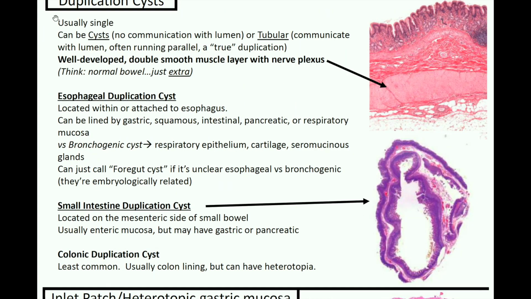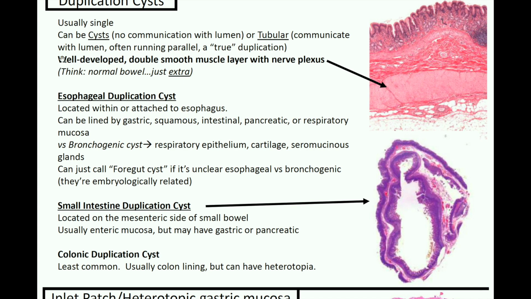Moving on, you can get a duplication cyst. Duplication cysts are usually single, and they can be cysts with no communication with the lumen or tubular, which communicate with the lumen, often running parallel, a true duplication. So you'll have a well-developed double smooth muscle layer with a nerve plexus, and you want to think normal bowel, but just extra.